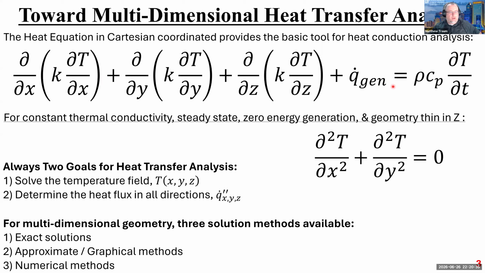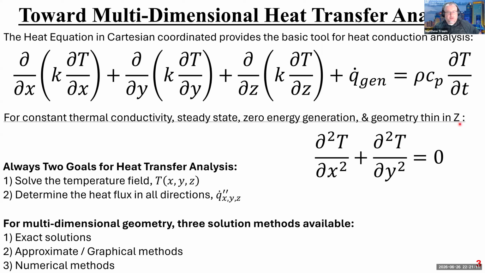And up until now, we basically just crossed out everything that wasn't dT/dx, and it collapsed into a one-dimensional equation. So the world is not one-dimensional, right? As nice as that would be. And so we're now going to expand out into at least a second dimension, 2 dimensions. And so I say here for constant thermal conductivity, steady state, zero energy generation, and thin geometry. So thin geometry is the key operative word here.